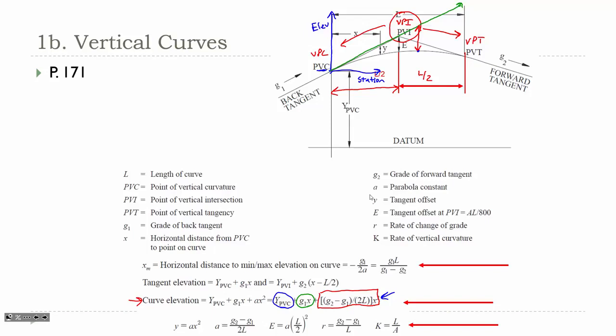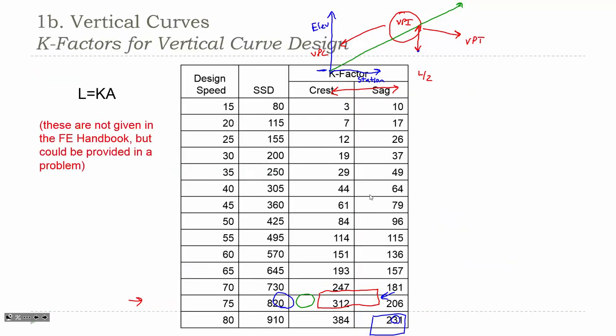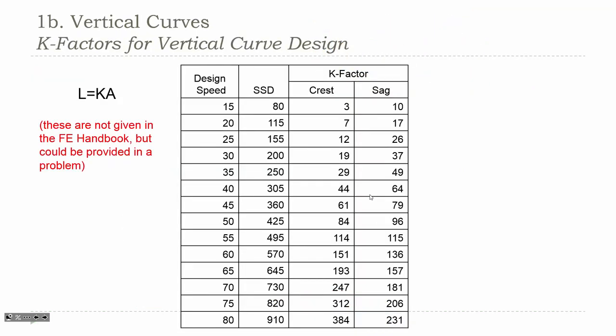Also, K equals L over A. This is the shortcut method, but in order to use it, you're typically solving for L, the length of your curve. A is the algebraic difference. For K, you would need a table, and the FE reference manual does not give you that table, but they could give you the table as part of the problem, and I'll show you that table in a slide.